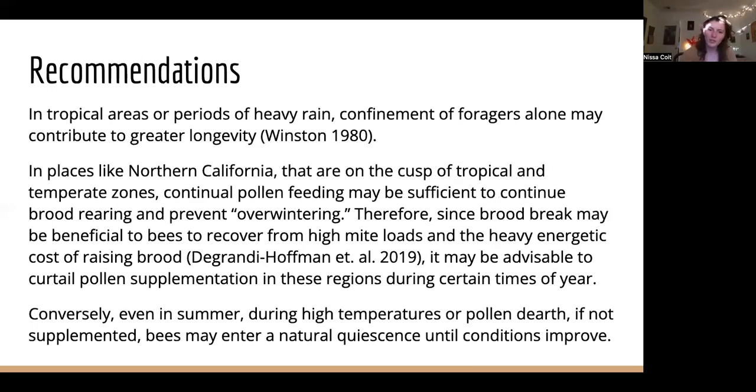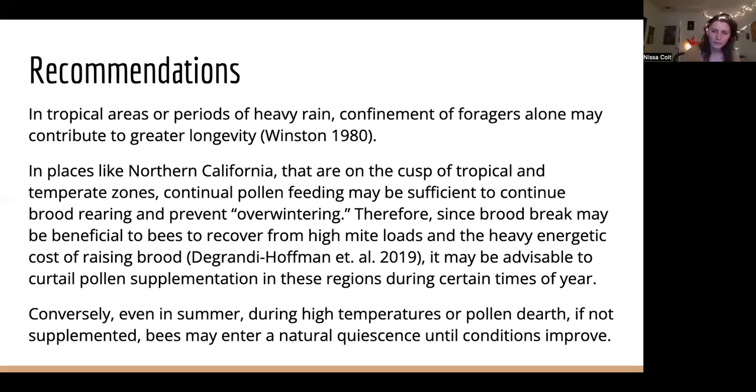So my recommendations based on this are that confinement of the forage zone can potentially contribute to greater longevity. Other studies, even from the 80s, have shown that bees in the tropics that are confined to the hive do sort of enter a longer-lived state, possibly due to ethyl oleate.